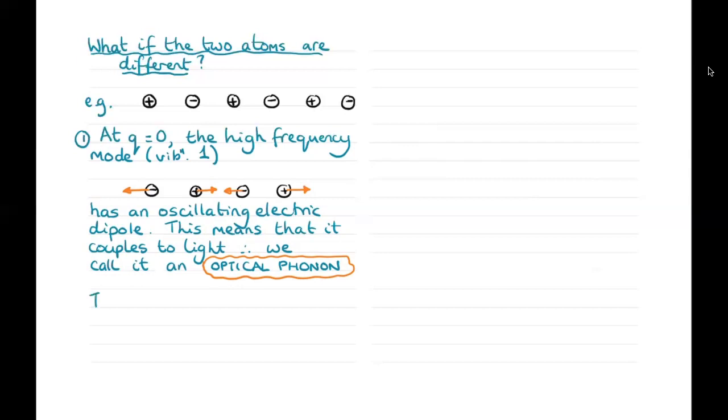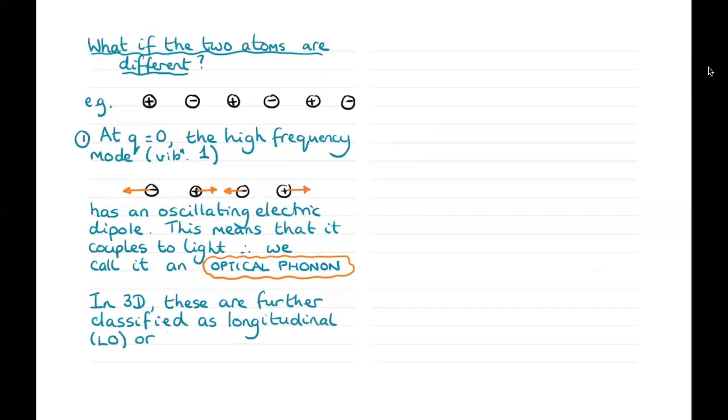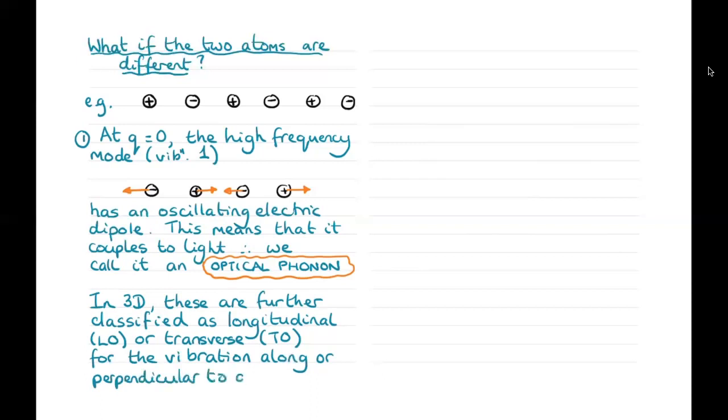In 3 dimensions, these optical phonons are further classified as either longitudinal, which we call the longitudinal optical or LO phonon, or transverse, the TO phonon, transverse optical phonon, depending on whether their vibrations are either along or perpendicular to the wave vector, respectively.